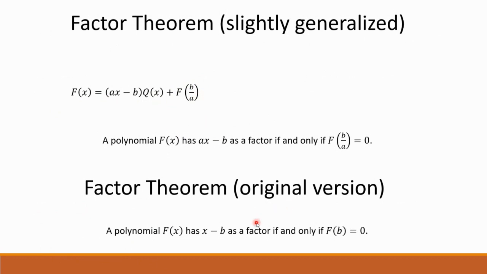This is actually the original version of the factor theorem I showed you. This one's a little bit better because it's more applicable. You can use it on more situations, so to say. Basically here, we got this when a was equal to 1. Here, this is the case when we still have degree 1, but now we have b over a, where the coefficient of x here is not necessarily 1. So we can use this factor theorem.